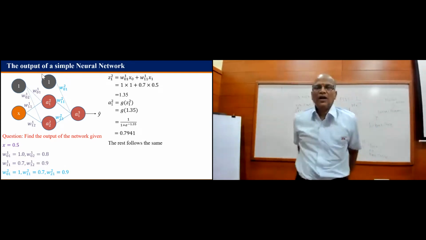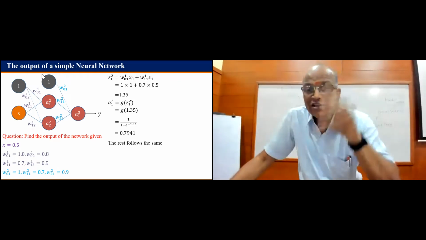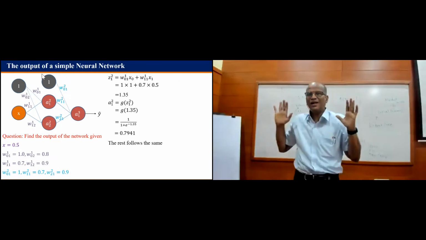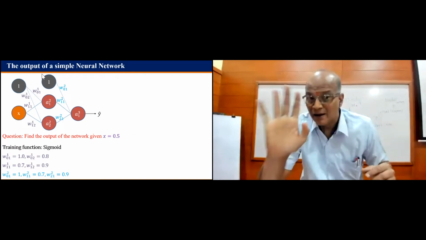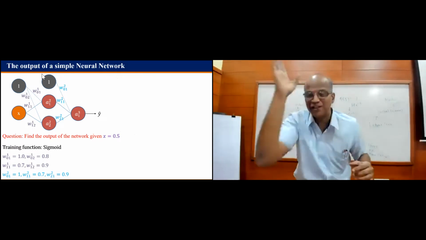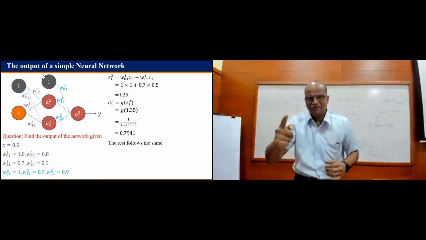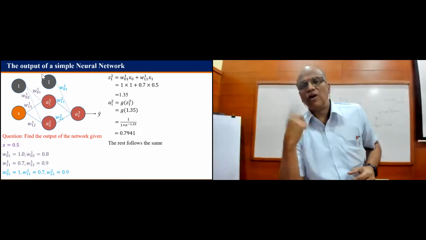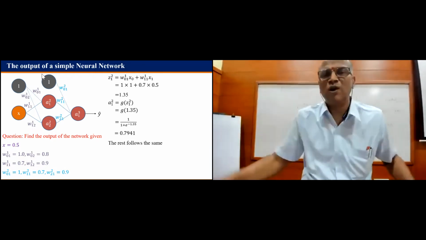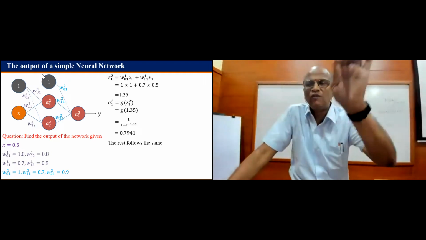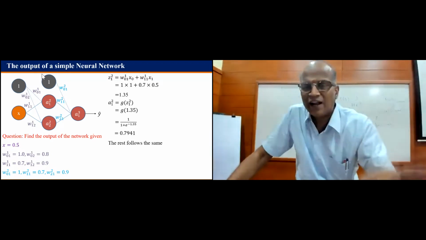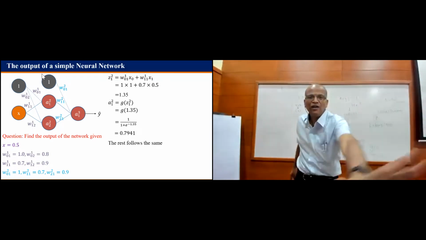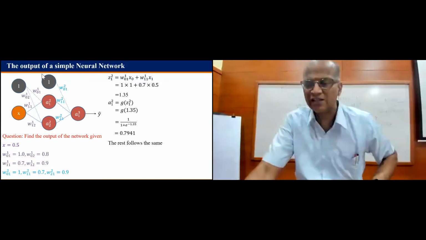Okay. Please note that A12 is not Z12, because the training function is not linear. Watch out. The training function is sigmoid. Therefore, A12 is the logistic function applied on Z12. That is 1.35. Therefore, A12, the value of the neuron, is 0.7941. Like that, the rest follows.